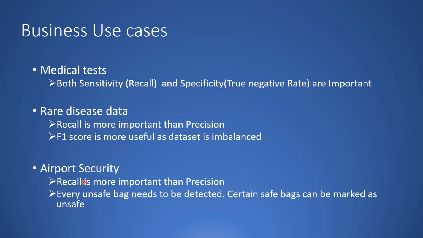But if you take the case of airport security, where you have a machine learning algorithm implemented in a device to detect explosives or unsafe bags, recall becomes more important than precision because every unsafe bag needs to be detected. Certain safe bags can be marked as unsafe and then you can manually look at them, but every unsafe bag needs to be detected and it cannot escape the security check.